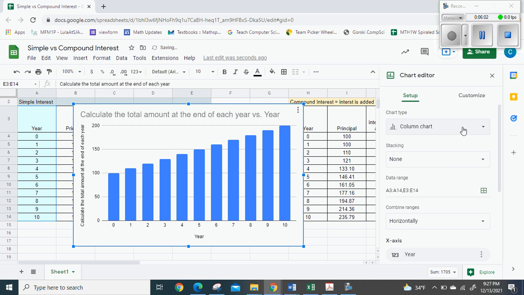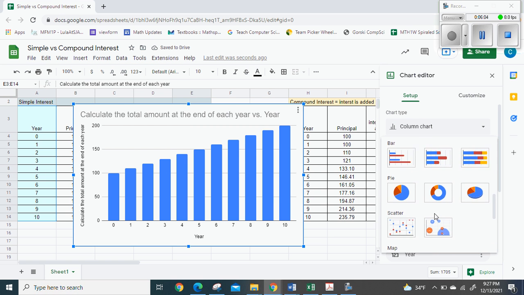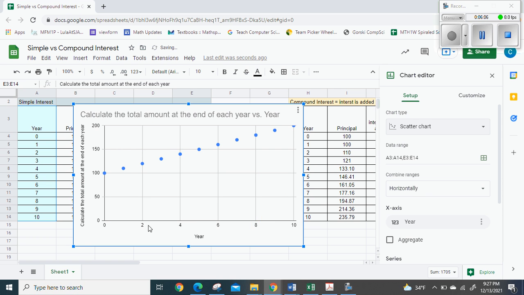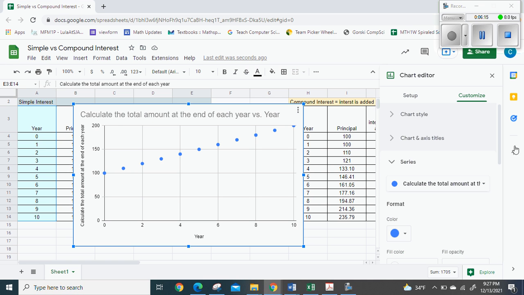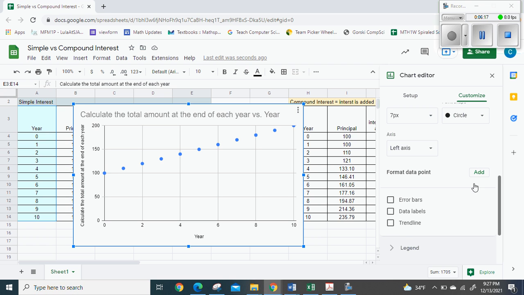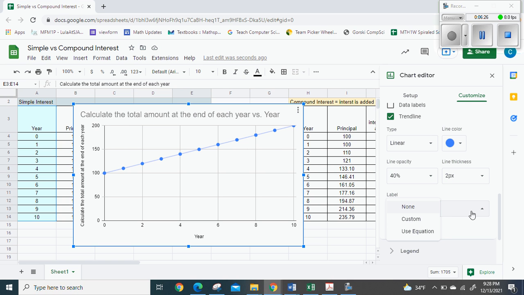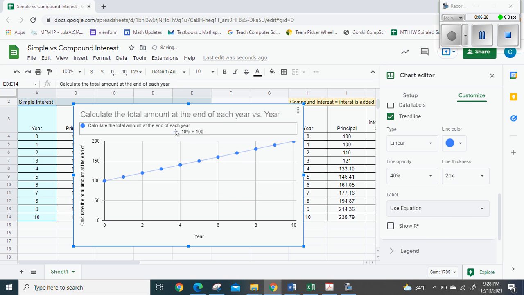Oh, I don't want a bar chart. No. We want a scatter plot. That way my x-axis is my year, and my total amount is up and down the side. That's my y-axis. And if I click Customize, Series, remember we started doing this yesterday, I can now add a trend line. That certainly looks linear. There are other choices, but that certainly looks linear. I can even put on my equation. Look at that. So my y equals 10x plus 10. That should be a 0.10.